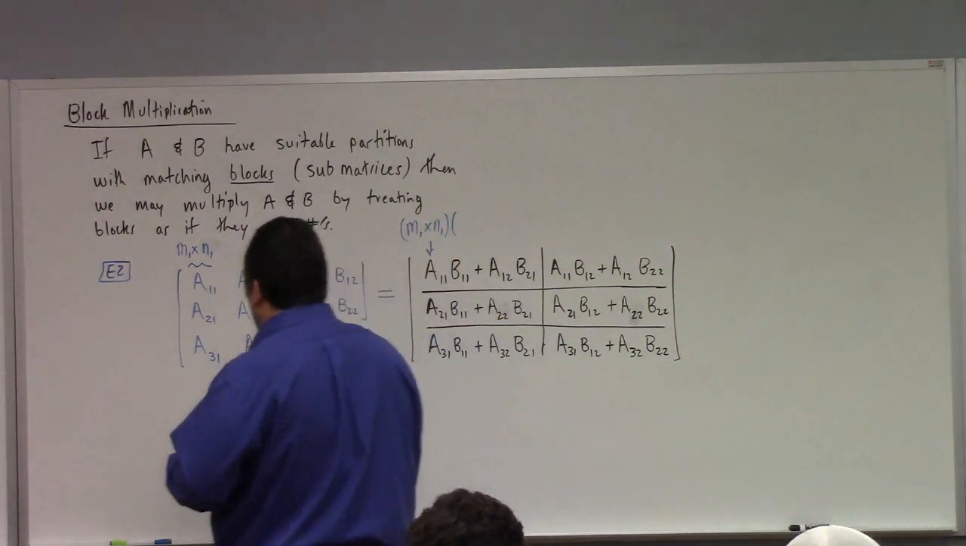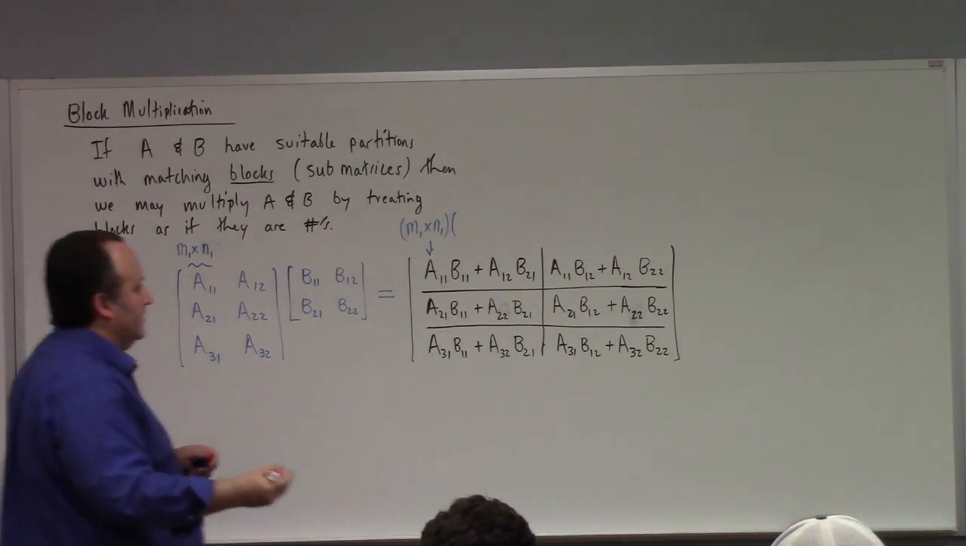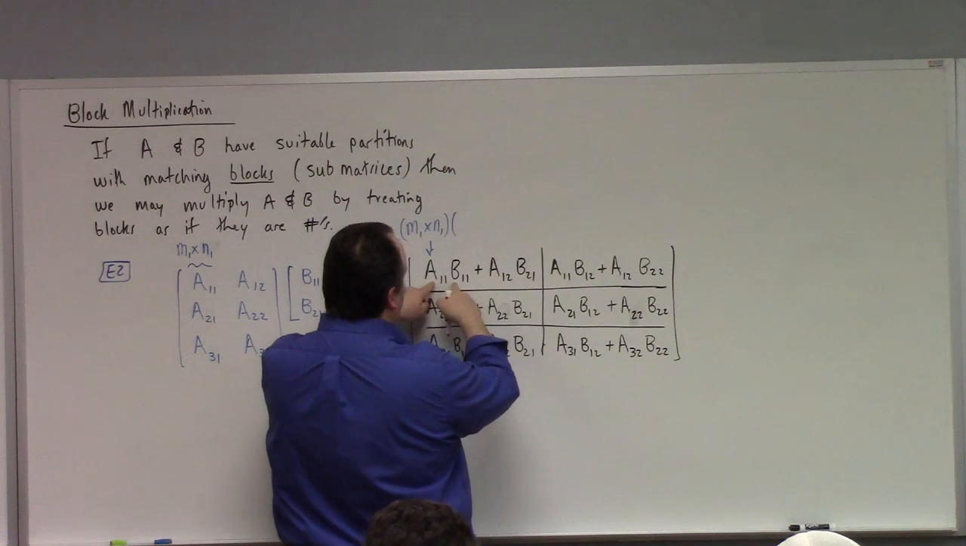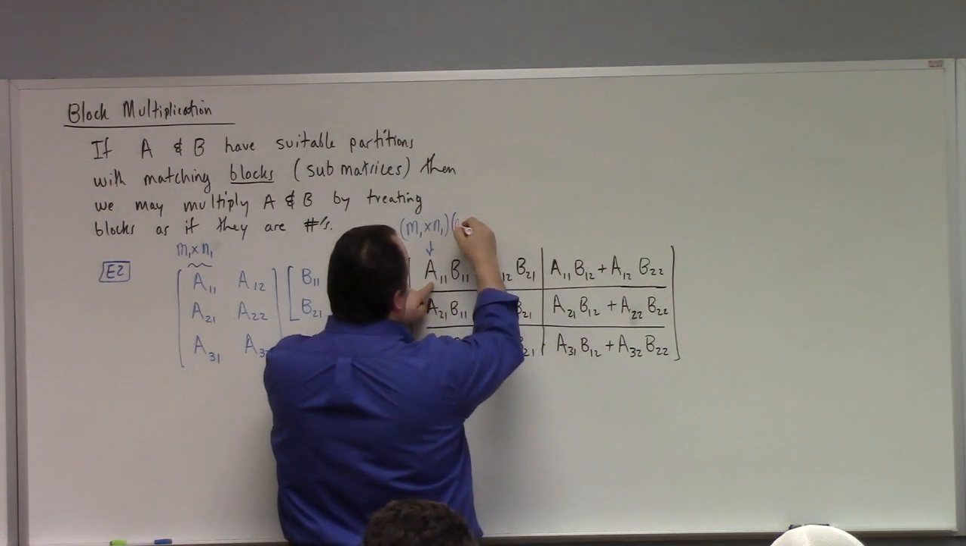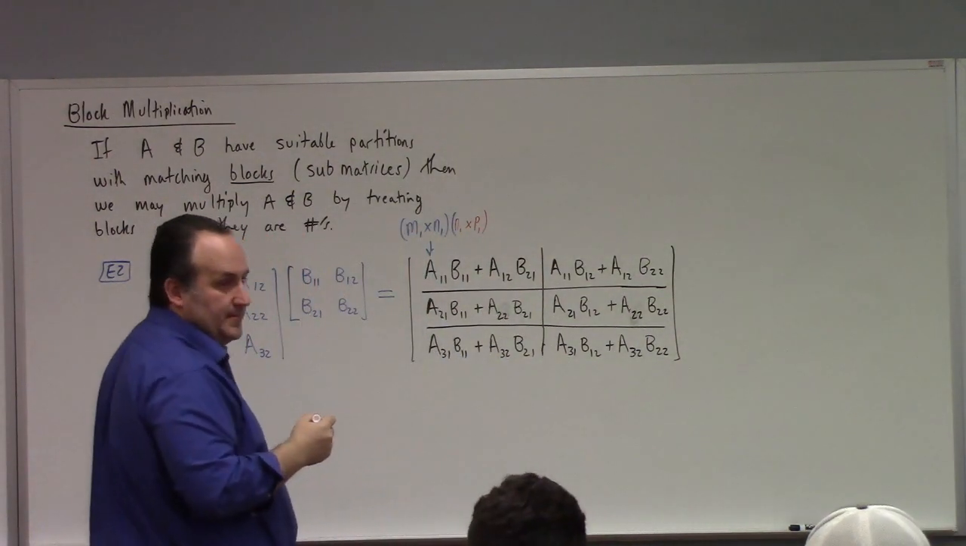So in order for this to make sense, what does the size of the block in B have to be? In order to make this multiplication over here, we need a what? We need an N1 by whatever, right? By P1, let's say. Right.